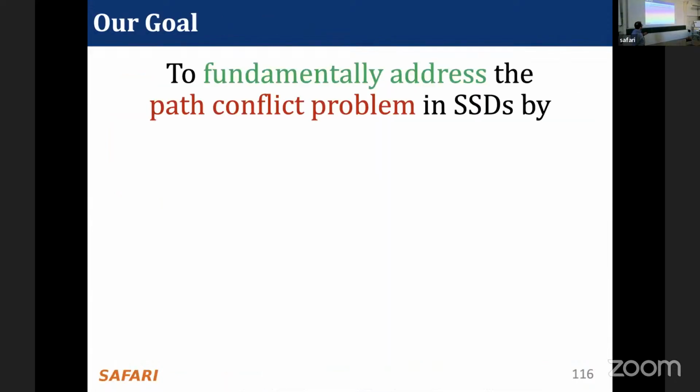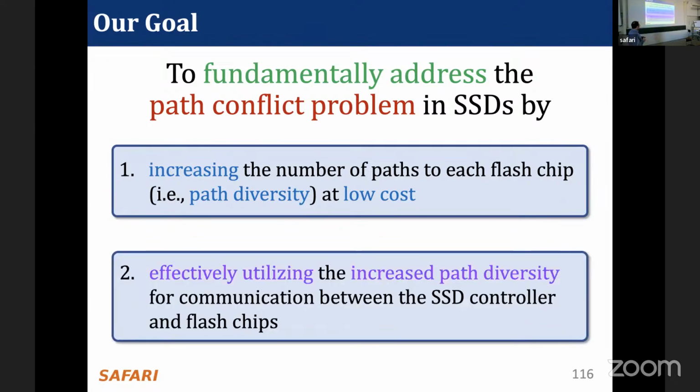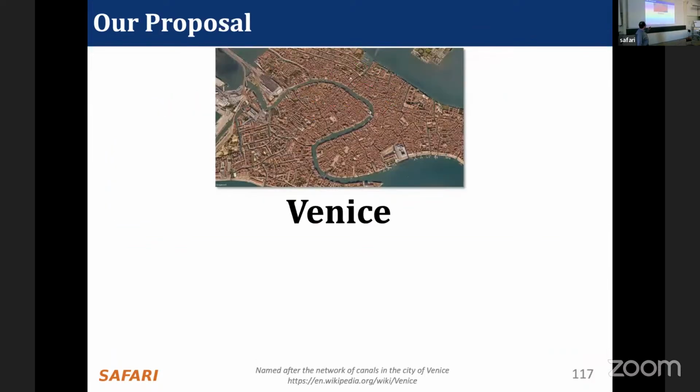So our goal is to fundamentally address the path conflict problem in SSDs by increasing the number of paths to each flash chip. We want to provide path diversity at low cost. And at the same time, we want to effectively utilize the increased path diversity for communication between the SSD controller and flash chips. We call it Venice.